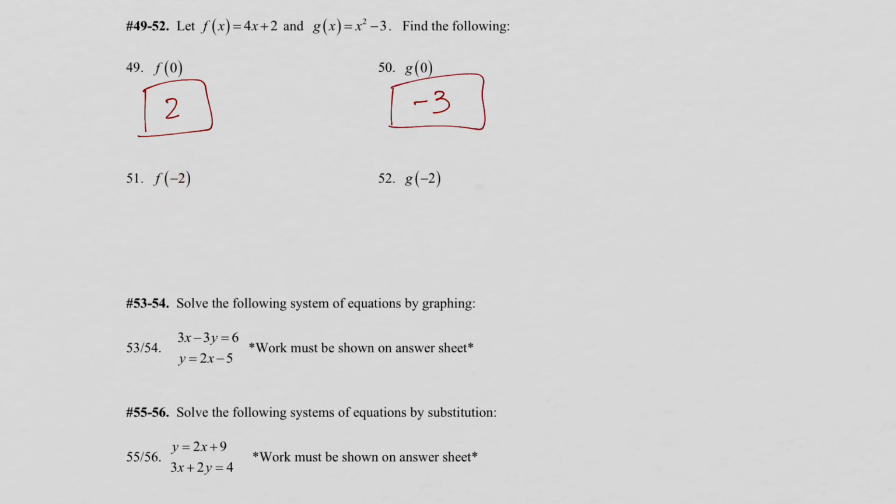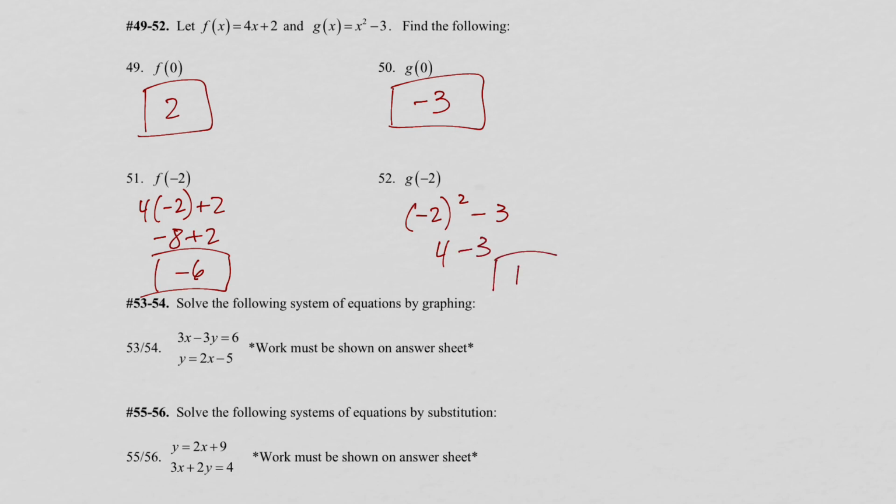F of -2 means we're taking it on the f function, a -2, and plugging it there. So this is 4 times -2 plus 2, which turns into -6. G of -2 means we're taking a -2 and plugging it in there, but be careful, we have to write it like this, (-2) squared, then minus 3, because we're squaring all of this and not just the 2 part. So when we square all of it, we get positive 4 minus 3, which is 1.